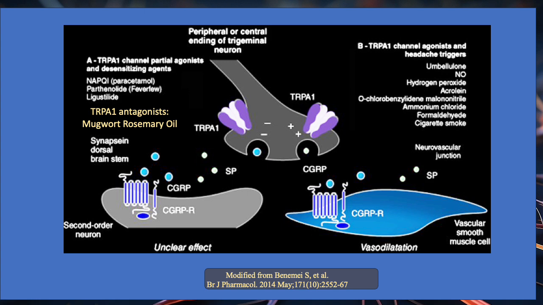This slide shows how TRPA1 activation triggers the release of calcitonin gene-related peptide in the nervous system. We'll also dive into some antagonists of the TRPA1 receptor, specifically mugwort and rosemary. The idea here is that if we can block the opening of this channel, we can ultimately reduce the release and effects of calcitonin gene-related peptide. As we've discussed in our lecture, this has significant implications for the treatment and prevention of migraine.